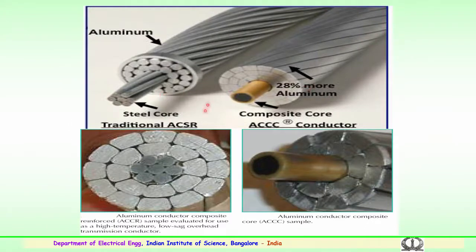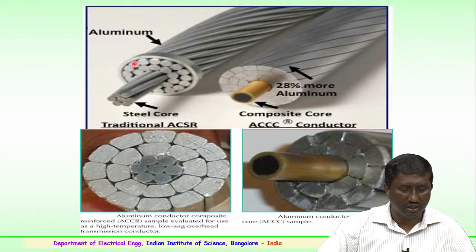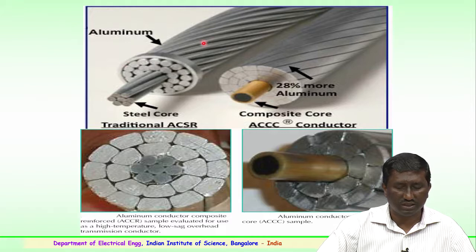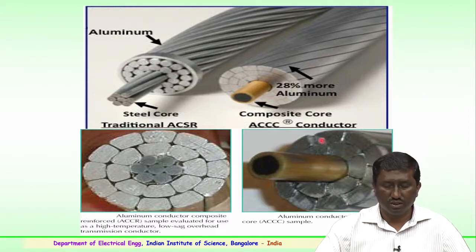So, a comparison with the traditional aluminum conductor steel reinforced conductor. You can see this is the steel reinforcement, 7 strands of steel reinforcement with several aluminum conductors. This is known as the traditional ACSR conductor. This gives the high temperature, high current, low sag conductor, or ACCC conductor, which has a composite core.